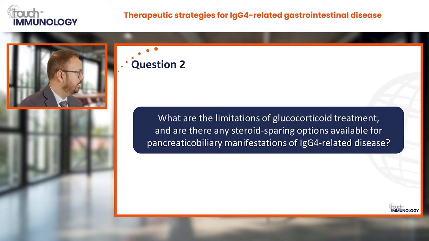The next question then, linking to that role of steroids, is, what are the limitations of glucocorticoid treatment? We have both stated that steroids are the first line of treatment. The disease usually responds really well to steroids. So what are some of the limitations, and are there any steroid-sparing options that are currently available for treating pancreaticobiliary IgG4-related disease?